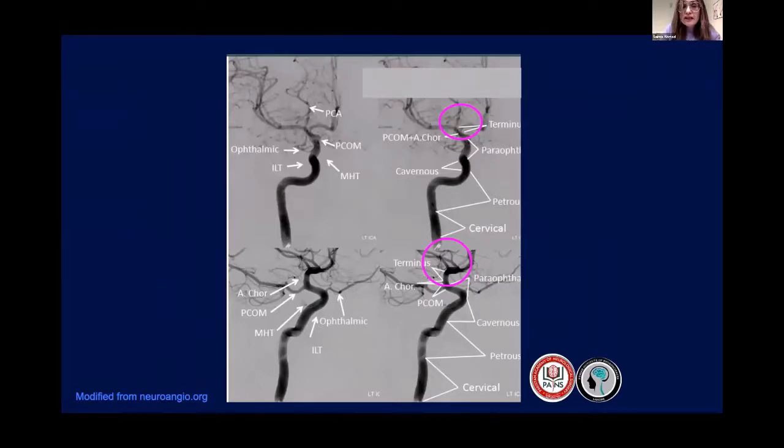So the last part is the terminal segment. The terminal segment extends from the anterior choroidal artery to the bifurcation. Very few perforators are present here, and they are in equilibrium with the A1 and the M1. Just to give the name of the aneurysm, we have developed this part also.